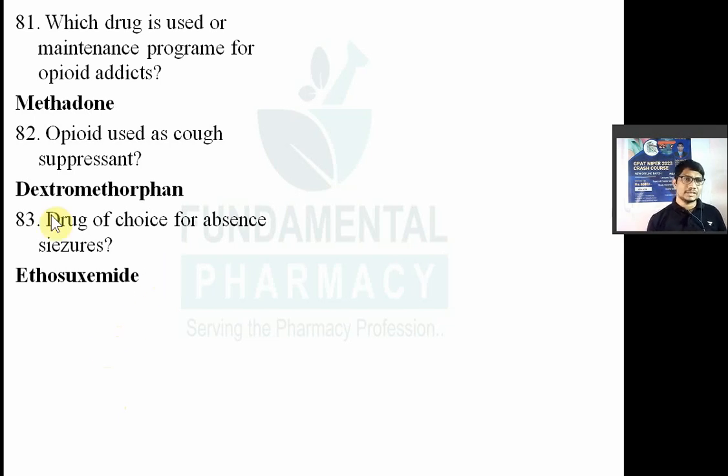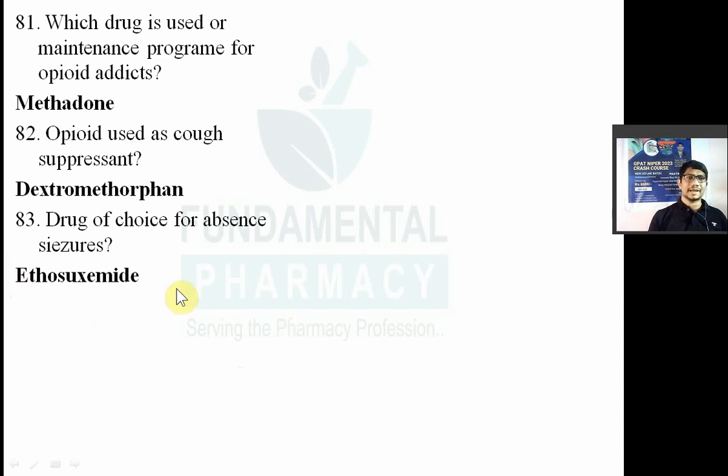So in the absence seizure, what happens? There is a sudden cessation, a sudden stopping of ongoing activity. Suppose you are walking and you suddenly drop on the floor, that is a kind of absence seizure. Some children, if they are playing, have a sudden head drop. That is the absence seizure. So the drug of choice in the absence seizure is ethosuximide. You have to remember.